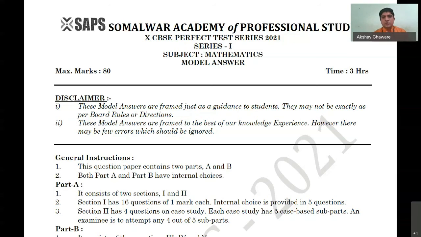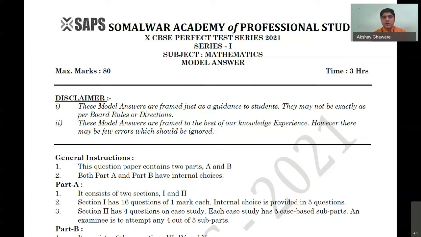If we talk about the board pattern of the mathematics paper, there are two parts, part A and part B. In part A, there are two sections. In section 1, there are 16 subjective questions, and in section 2, there are 4 case studies. In each case study, there are 5 sub-questions, which are objective type, and out of those 5 questions, students have to attempt any four.